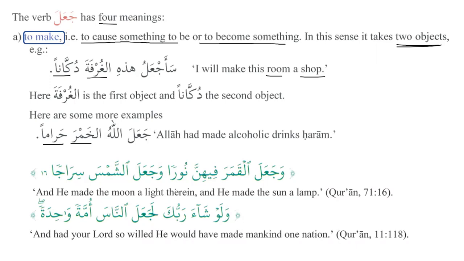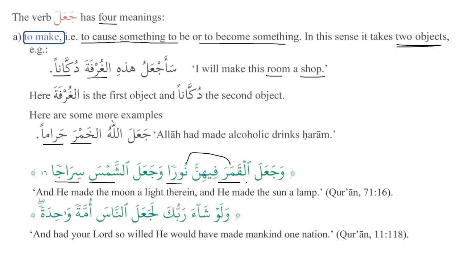So what happened? Qamara and Noora. Qamar is what? Noor, yeah. And Shams is what? Shams and Siraj, again Maf'ulain. Excellent. Yeah. So he made the moon a light therein, and he made the sun a lamp.